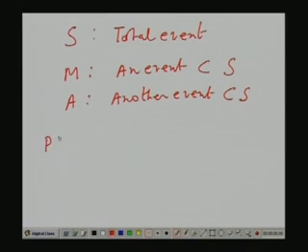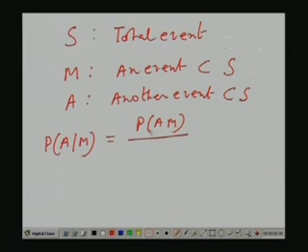Conditional probability, we write like this: P of A given M is defined as P of A M, that is the joint probability, the probability of the intersection between A and M occurring, the event being the intersection between A and M, that probability divided by P of M.